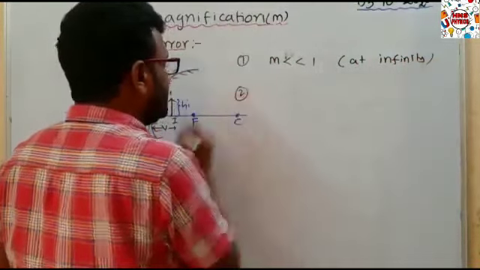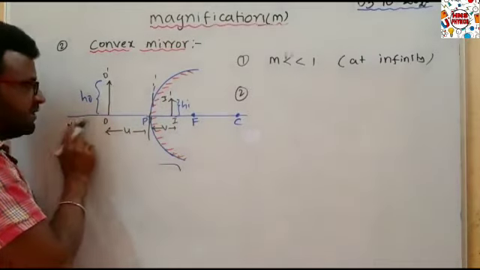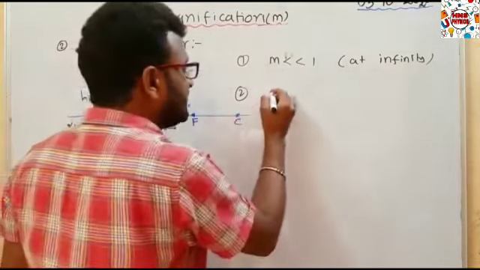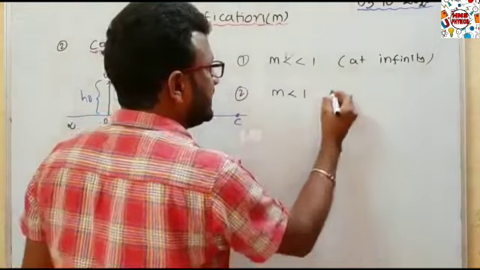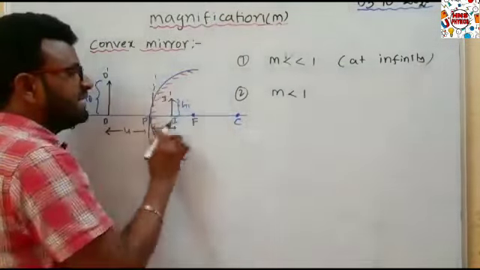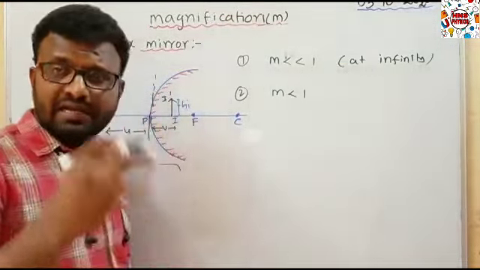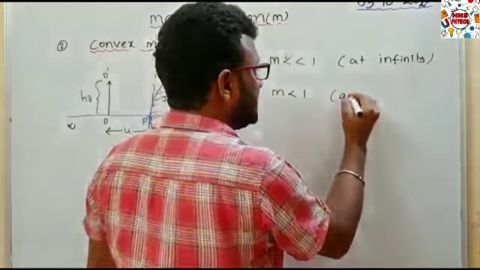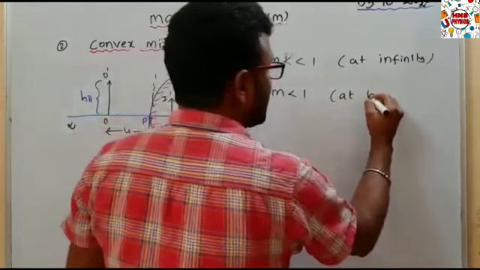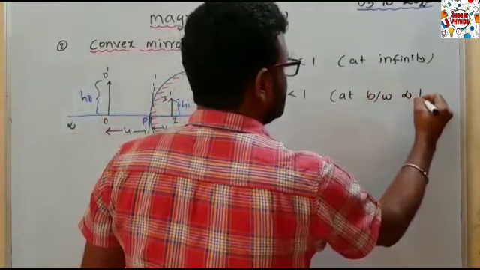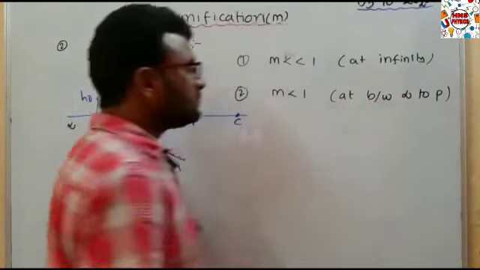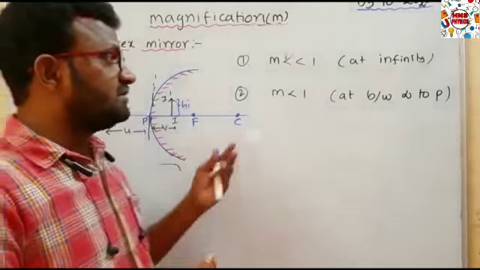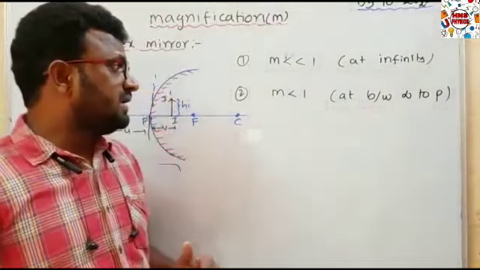Let's come to the second one, when the object is placed between infinity and pole. In this case magnification is less than 1, because the size of the image is smaller, not highly diminished, just diminished. So these are the magnification values for different images, right?